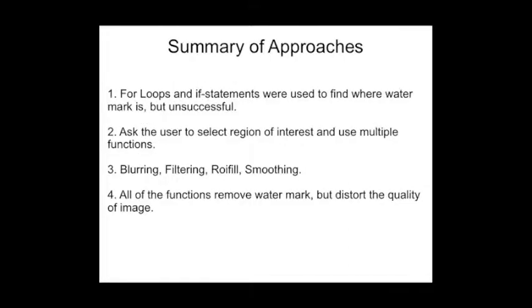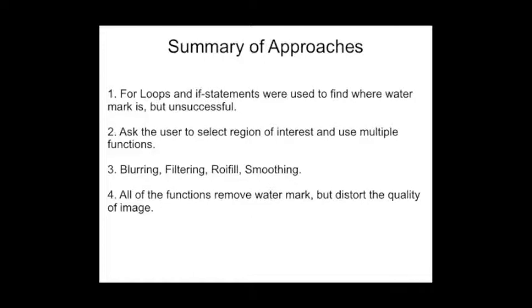So for our approaches, we used for loops and if statements to find wherever the mark is. However, those were pretty much unsuccessful to begin with. Then we found that having the user select the region of interest was a lot simpler to find the region, and then we just used multiple functions to ask the user which one he wants to use to alter the image.